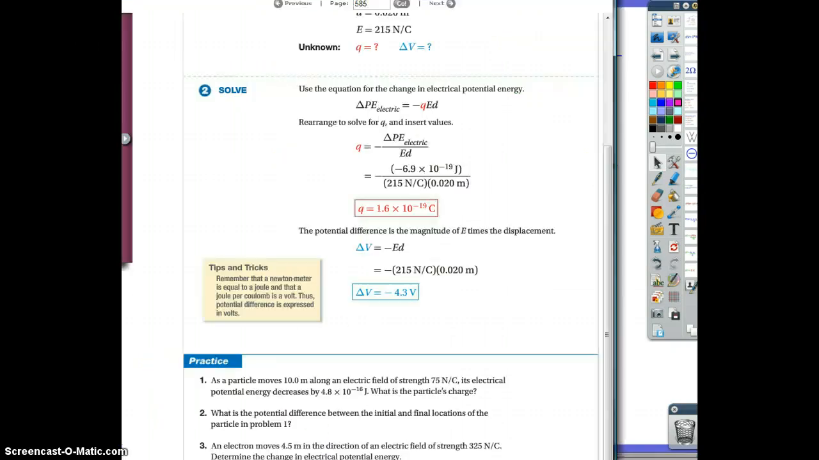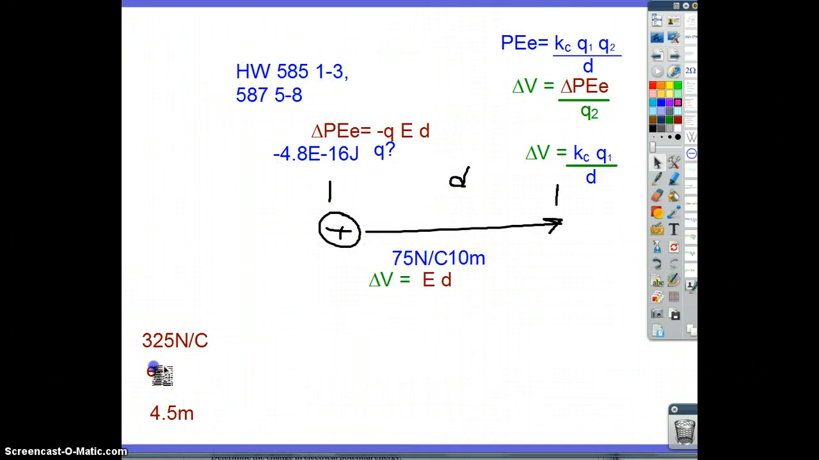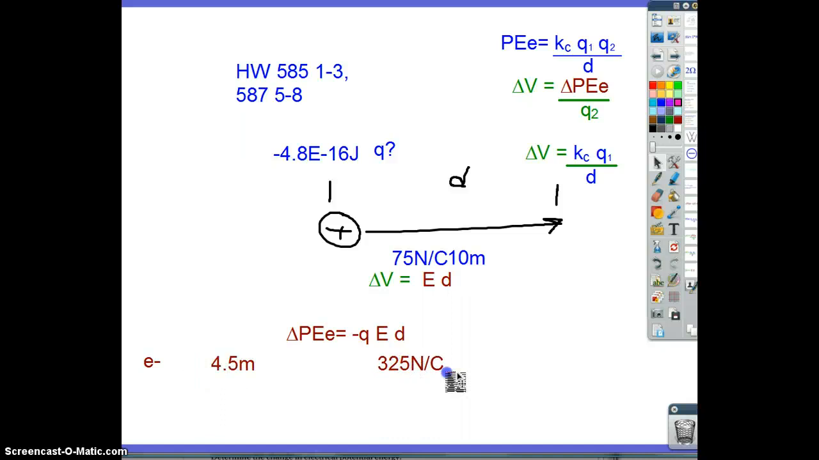Then let's look at number 3. An electron moves 4.5 meters in the direction of electric field strength with that much, 325 newtons per coulomb. Determine the change in electrical potential energy. So let's see here. We've got a field, we've got a charge, and we've got a distance, and they want to know change of potential energy. So again, it looks like we're using this equation here. Change of potential energy is the thing we're solving for. E, D, and throw in the charge of an electron, and it would appear that you're going to get your change of potential energy.